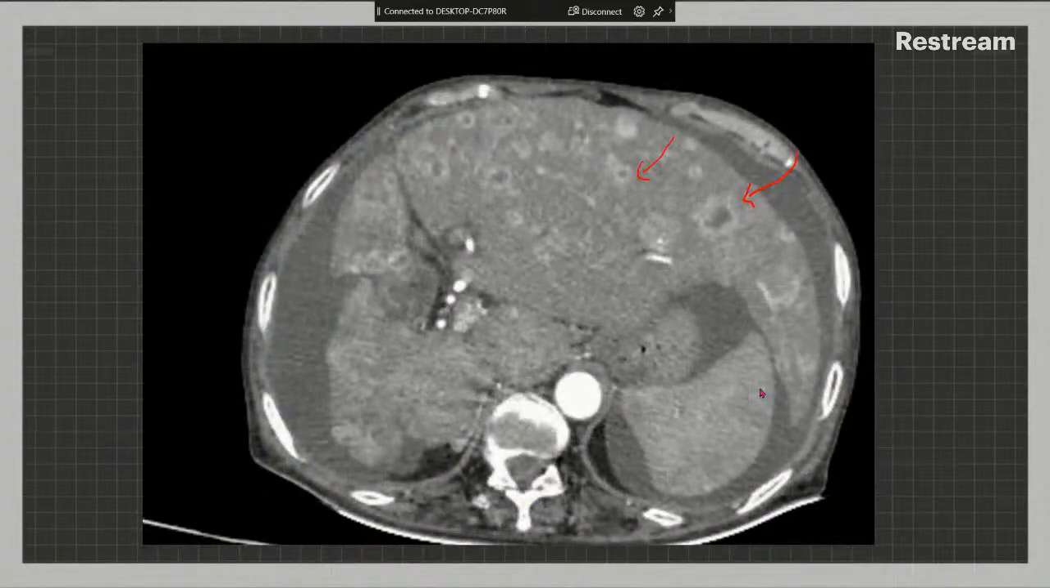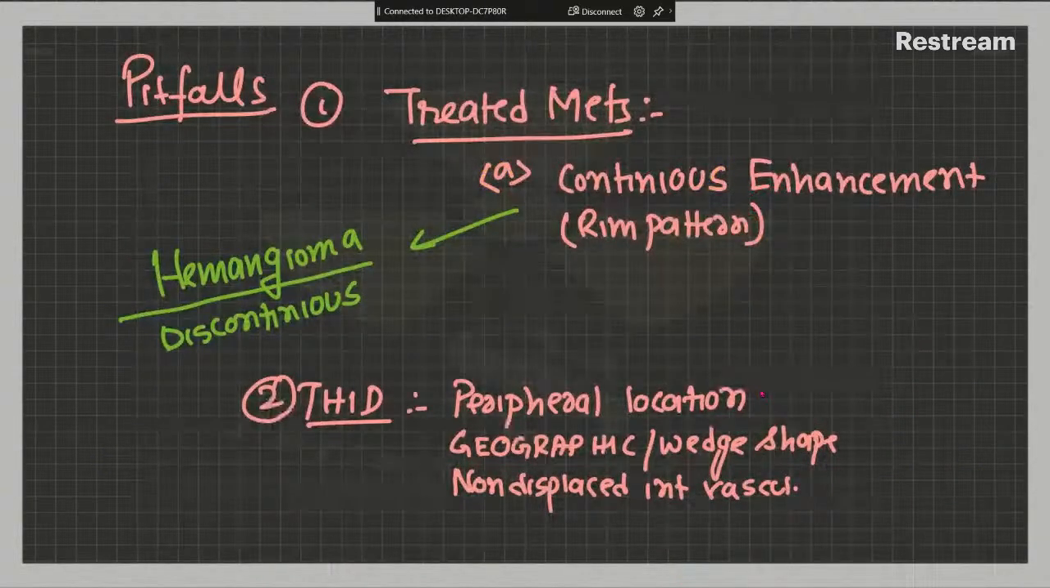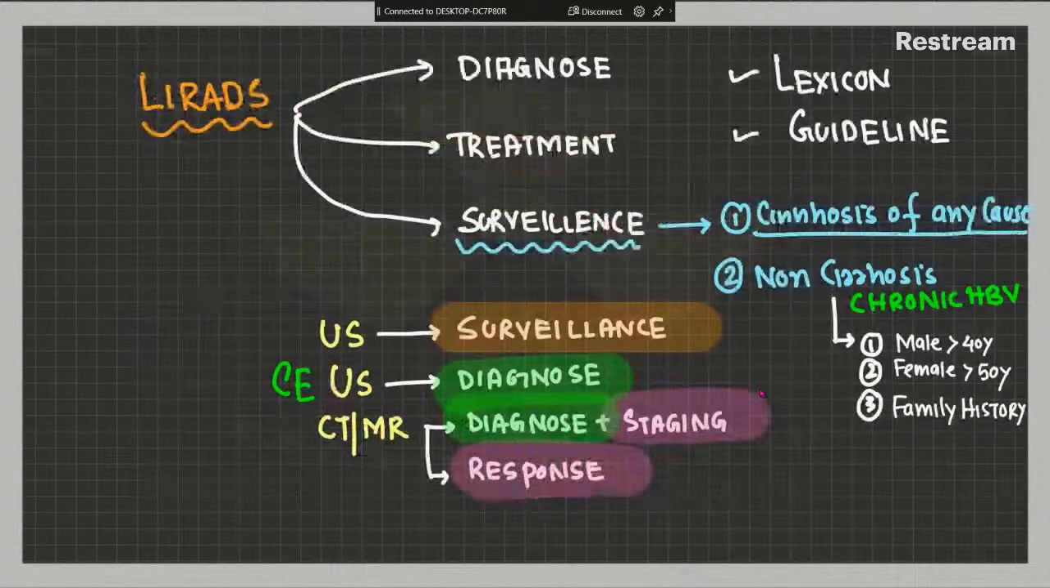So this is an example of a hypervascular metastasis. As you can see, this is a peripheral rim enhancement with a central necrotic area, multiple lesions in the liver. So this is a case of a metastasis, and for the primary you have to search for neuroendocrine, renal cell carcinoma, thyroid, melanoma, choriocarcinoma. Anyway, pitfalls I will discuss later.